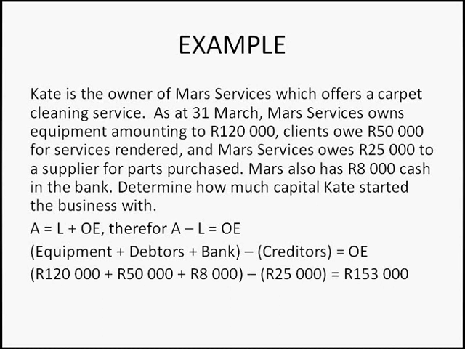Okay, so if we had to plug some figures in here, then we would see that equipment amounted to 120,000. Clients owed her 50,000 rand, so that is the debtor's amount. And she has 8,000 rand cash in the bank.